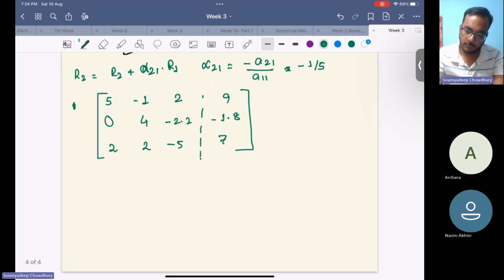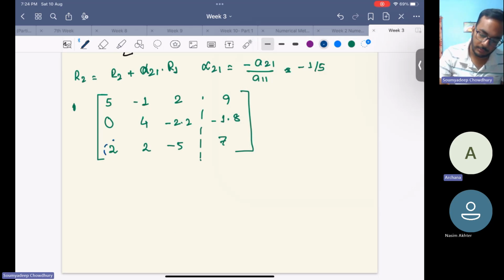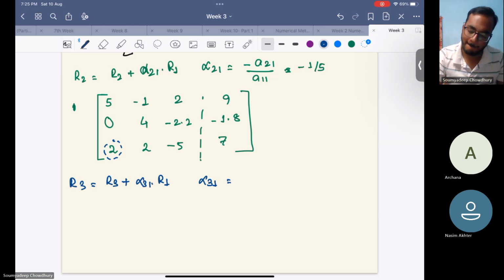So next step, what you have to do? Can you tell me the next step? Which one I have to make 0? Sir, this one, A31. So what will be the equation? R3 equals R3 plus alpha 31 into R1. So what is alpha 31? Minus A31 divided by A11, right? Yes, sir. Minus 2 by 5.